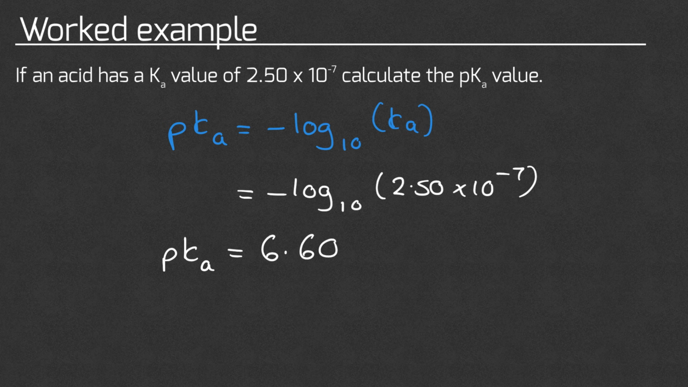So we can see how we've gone from a Ka of 2.5 times 10 to the minus 7 to a pKa of 6.6. And most pKa's come in a similar range to those of pHs, so the numbers aren't going to vary massively. It's why we typically use pKa over Ka in chemistry.